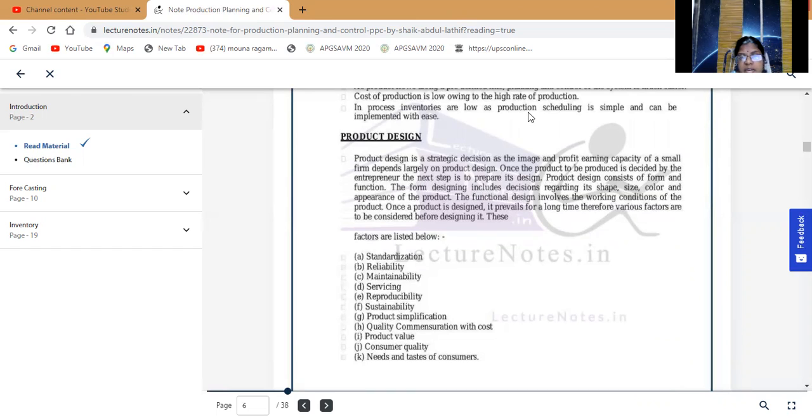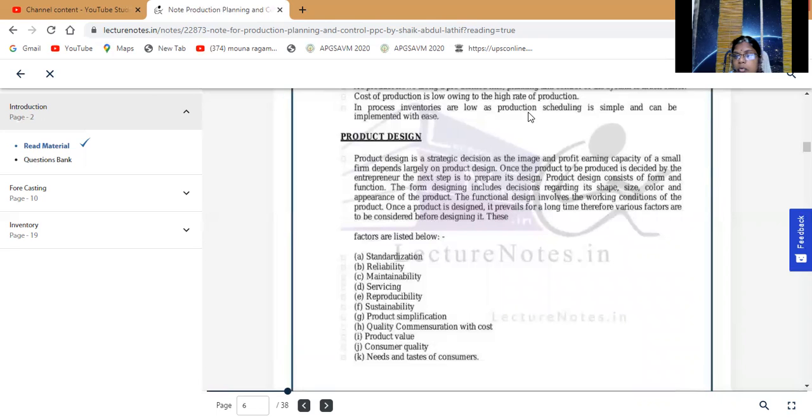Product design is a strategic decision, as the image and the profit-earning capacity of a small firm depends largely on product design. Once the product to be produced is decided by the entrepreneur, the next step is to prepare the design. Product design consists of form and function. The form of designing includes decisions regarding its shape, size, color, and appearance of the product, which is very important. The functional design involves the working conditions of the product. Once a product is designed, it lasts for a long time.